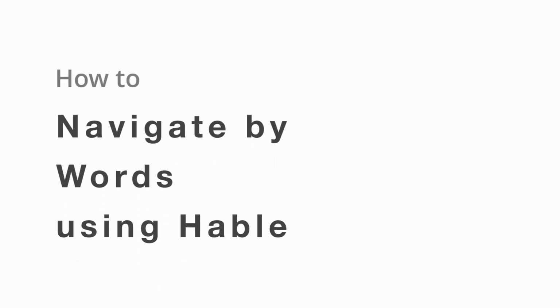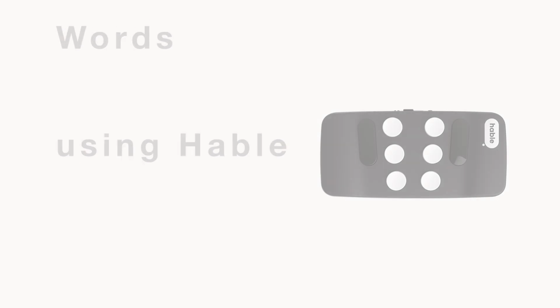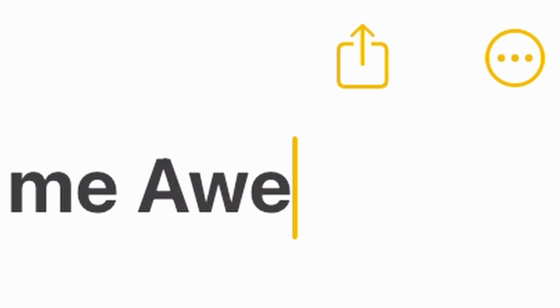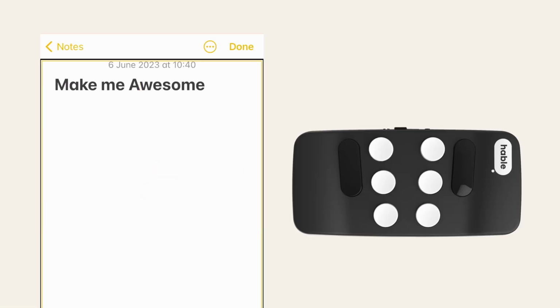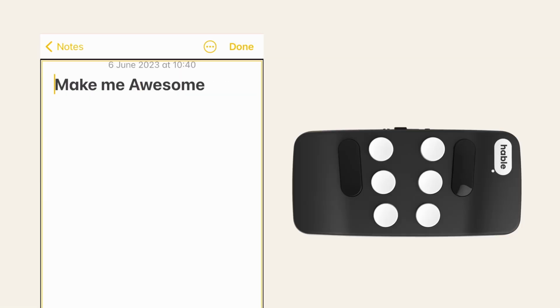Trying to write notes? Here's how to navigate by words using Hable and the rotor function. Picture this: you're typing out a sentence in the Notes app, like "Make me awesome." You've got the cursor on the first character, ready to conquer the digital realm. Insertion point at start. Now, to scroll past the sentence by words, we need some magic.